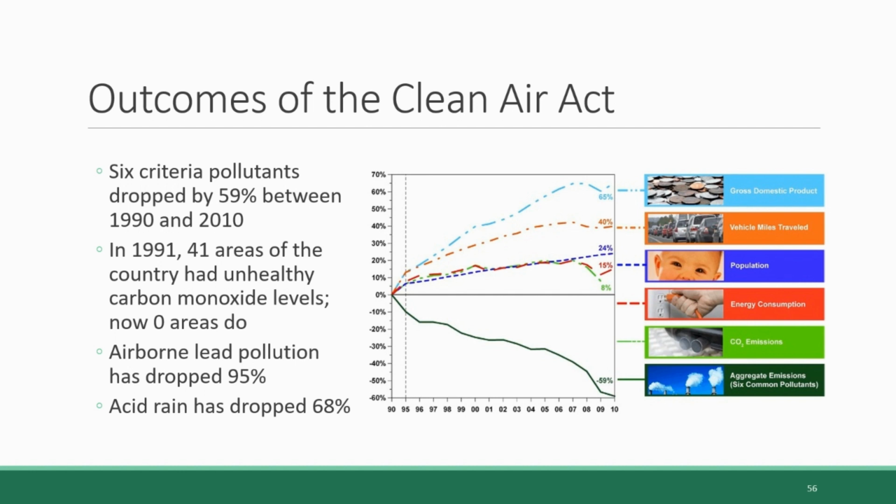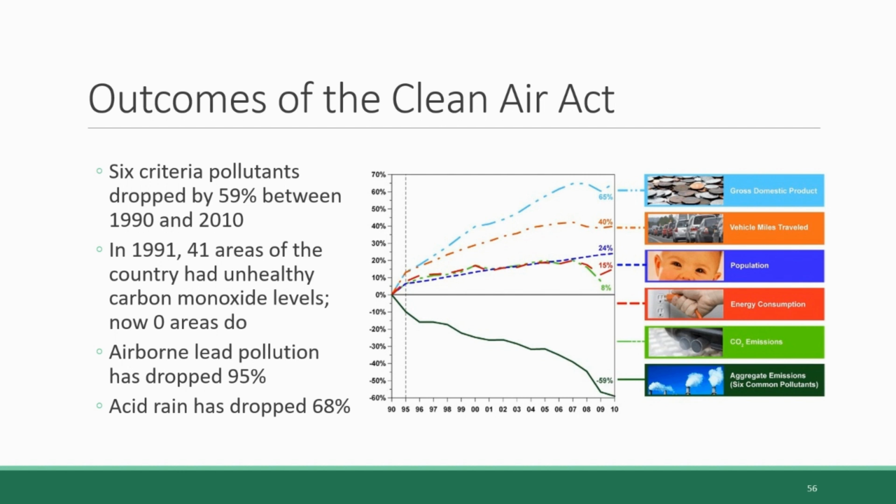Other data points that show the impact of the Clean Air Act include the fact that in 1991, there were 41 different areas of the country that were shown to have unhealthy levels of carbon monoxide. And now all 41 of those areas have been able to clean things up, and today they're all within the limits of what's considered safe carbon monoxide exposure. Also, airborne lead pollution, as we discussed previously, has dropped by 95% thanks to the phasing out of leaded gasoline. And of course, acid rain incidence has dropped by 68%.